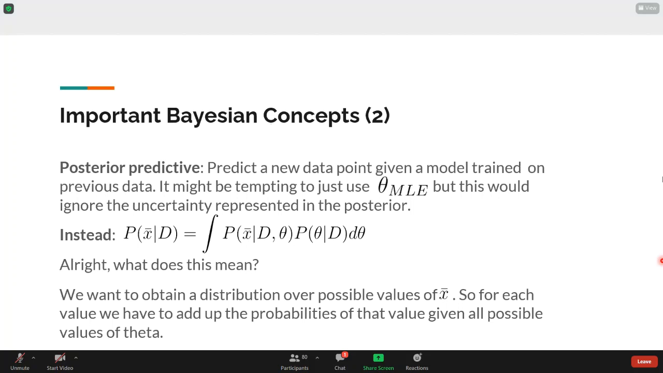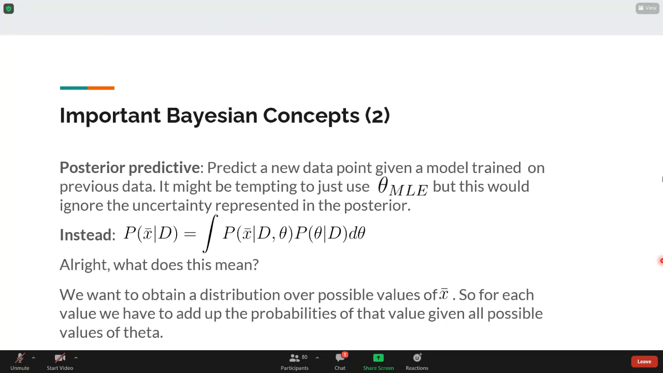And in the exercises, I've seen a couple of people just plugging in the maximum likelihood estimate for the parameter of interest into the posterior, which is not entirely correct, because what you essentially want to do is obtain a distribution for the next data point. You do that by integrating over all possible values for the parameter of interest for a single value for the data point. So think of this integral as basically we add together x equals 1 for all possible values of theta. We add the probability of that together. That makes 1 point in that distribution.